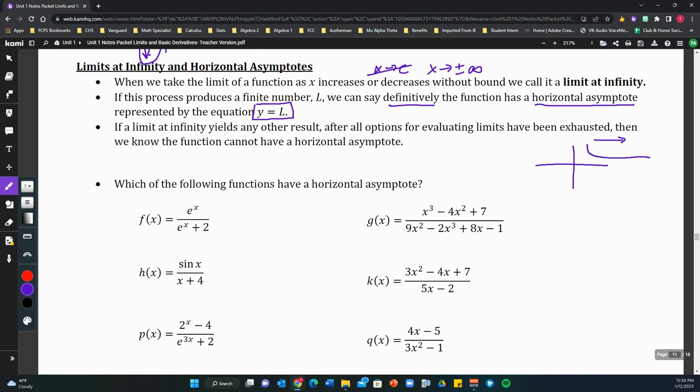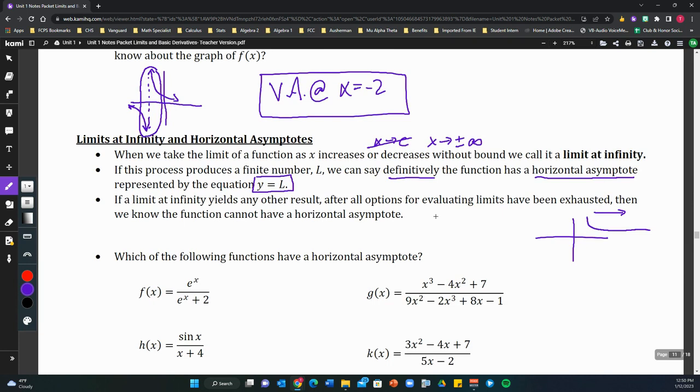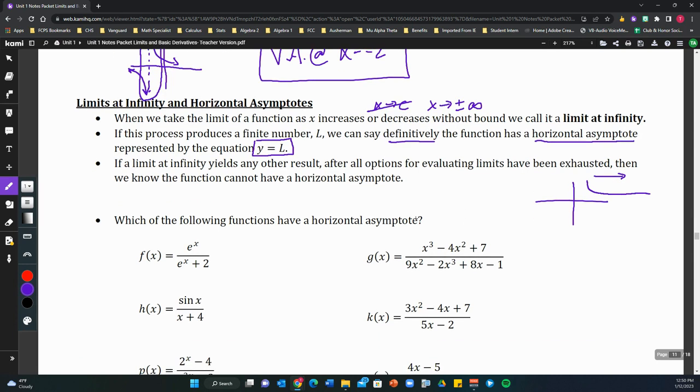So if a limit at infinity yields any other result after all options for evaluating limits have been exhausted, then we know the function cannot have a horizontal asymptote. This is kind of like what we just talked about before, but in the reverse order. What we were just talking about is if I know a function has a vertical asymptote, then we know the limit has to be approaching infinity. But now we're saying if x approaches infinity and the limit exists and is a number, then we can prove that a horizontal asymptote must exist.